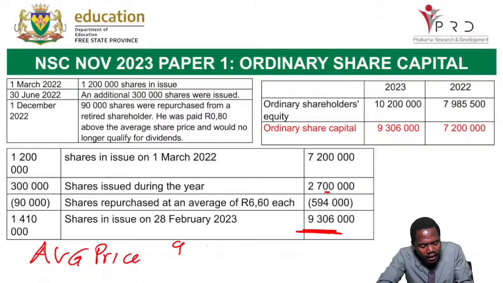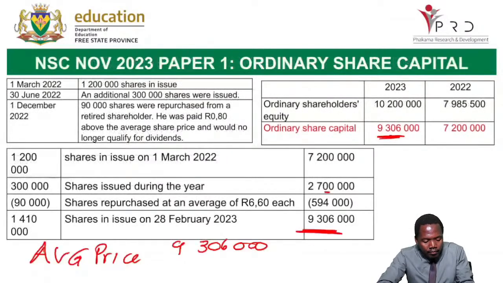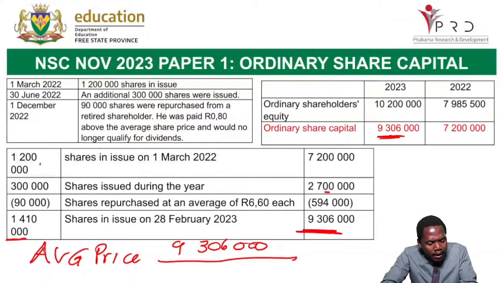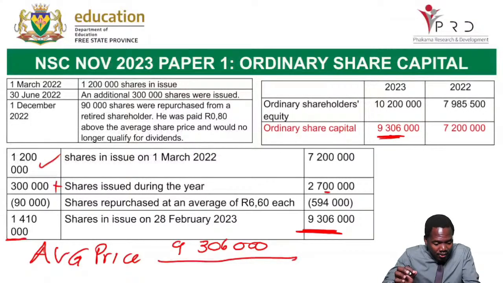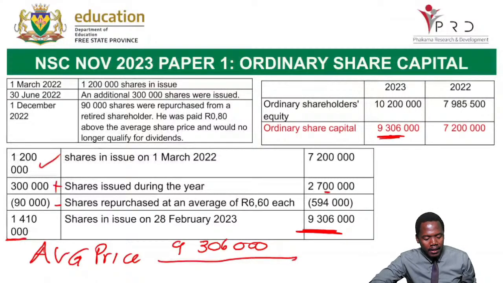So it is going to be 9,306,000. There is my closing number, closing value. And then divide by my closing number of shares. How did I get the closing number of shares? I said my 1,200,000 plus my 300,000 minus my 90,000. These items were just given to us. So it is the opening number of shares plus the shares that are issued minus the repurchased shares.